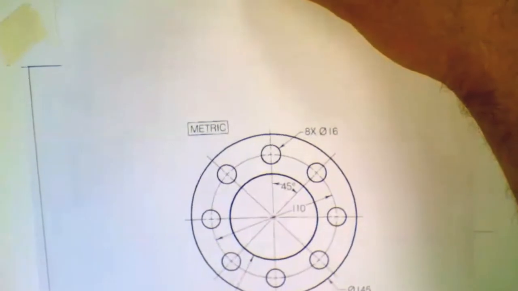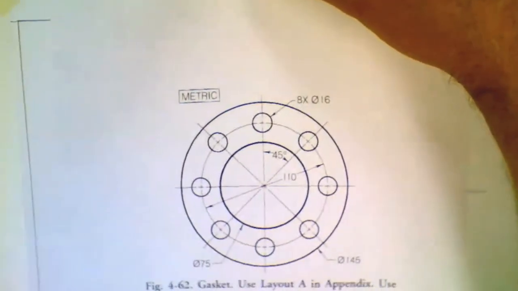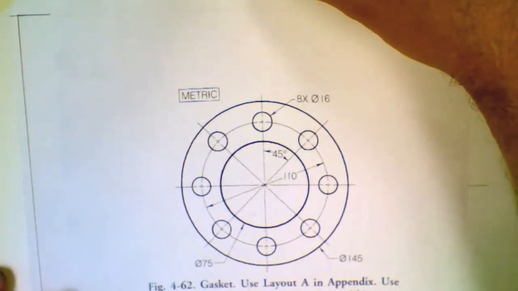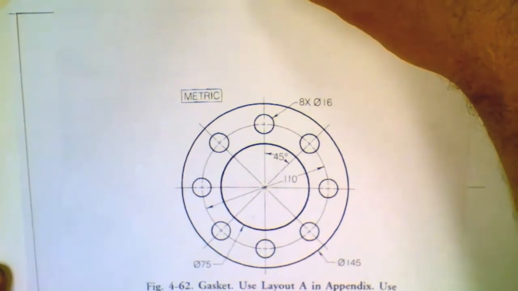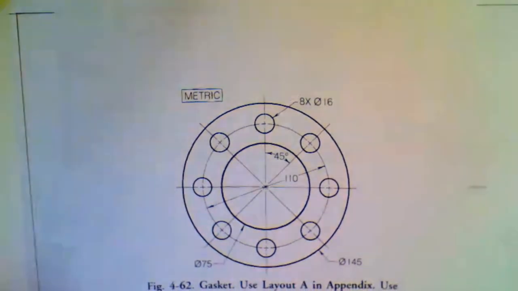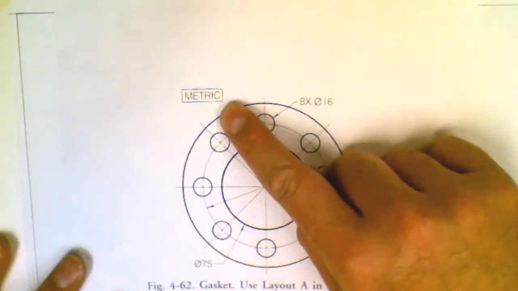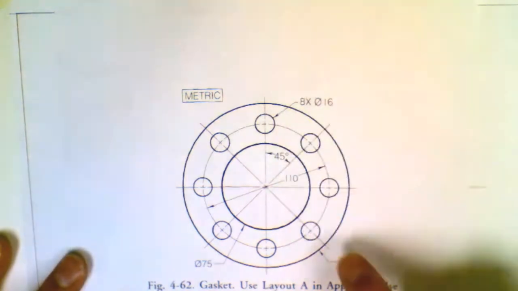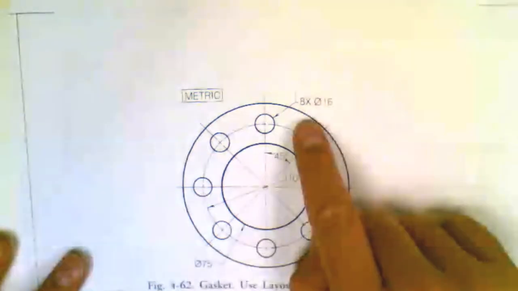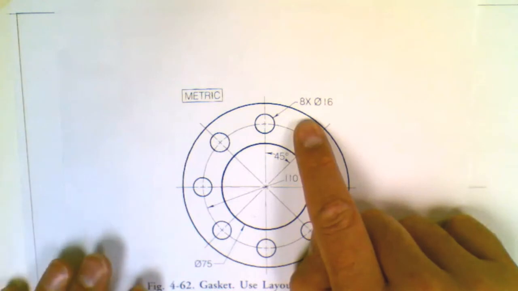In this video, I'm going to guide you through the steps to draw 462, the gasket. Big thing to note on this one, this drawing is in metric. That means each of these numbers is not talking about inches, but is in fact talking about the standard for metric, which is going to be millimeters.